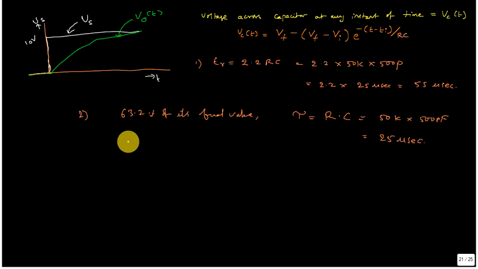By definition, the time constant is the amount of time required for the output waveform to reach 63.2% of its final value. So the time required is 25 microseconds. If the output is allowed 25 microseconds, it will reach 63.2% of its final value. Third one.